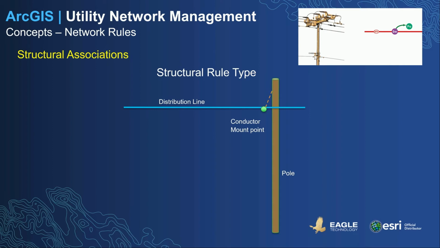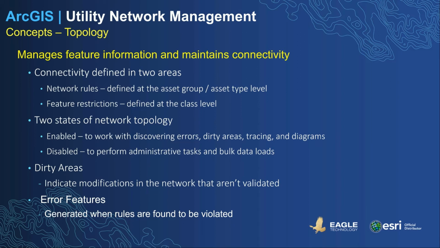In addition to network rules, every utility network has a topology. The topology is what manages feature information and maintains the connectivity between features. Extremely important, as this information is used for tracing and diagramming operations. Connectivity can be divided into network rules as well as feature restrictions. An example of this is line features cannot connect with polygon features.